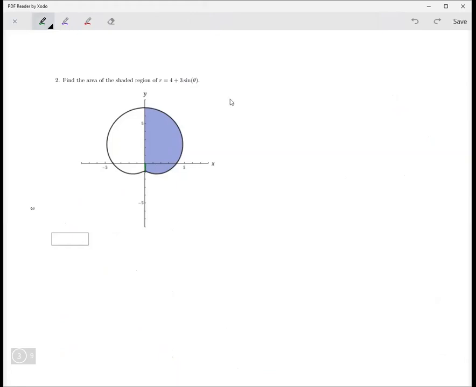This is when theta is negative pi over 2, it looks like, is this one right here. And r is going to be 4 plus 3 times sine of negative pi over 2. And that's negative 1, by the way. So this is just going to be 1. So r is 1.